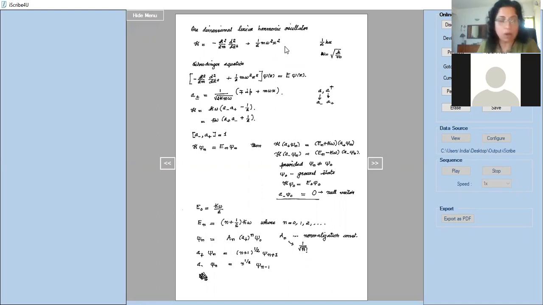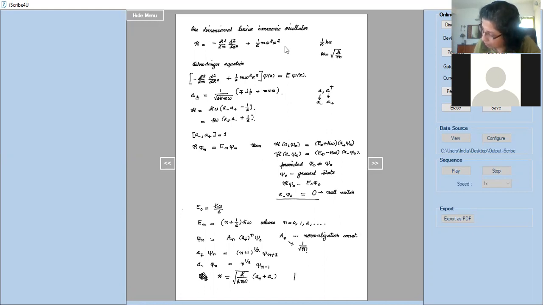Now, one thing that we can do, yeah, this is a very important relation that you have to remember, is how to write x and p in terms of a plus and a minus. And x is nothing but h cross by 2m omega, the entire thing under root, and this will be a plus a minus, if I'm not mistaken. Yeah, a plus a minus.